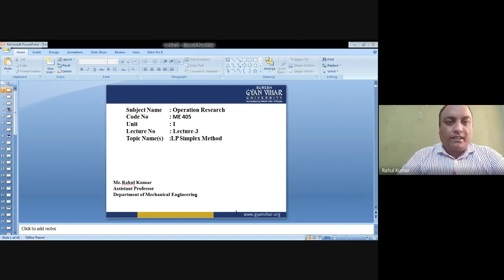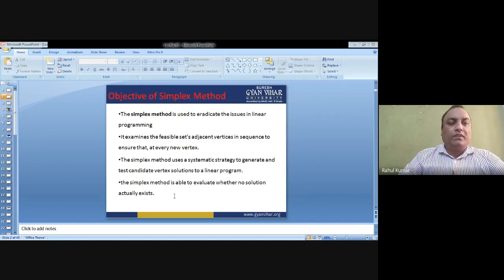In this lecture, the motivation for the simplex method will be discussed first, and then the simplex algorithm and construction of the simplex table will be discussed later with a numerical example problem. So, what is the objective of the simplex method? The simplex method is used to eradicate the issues in linear programming.